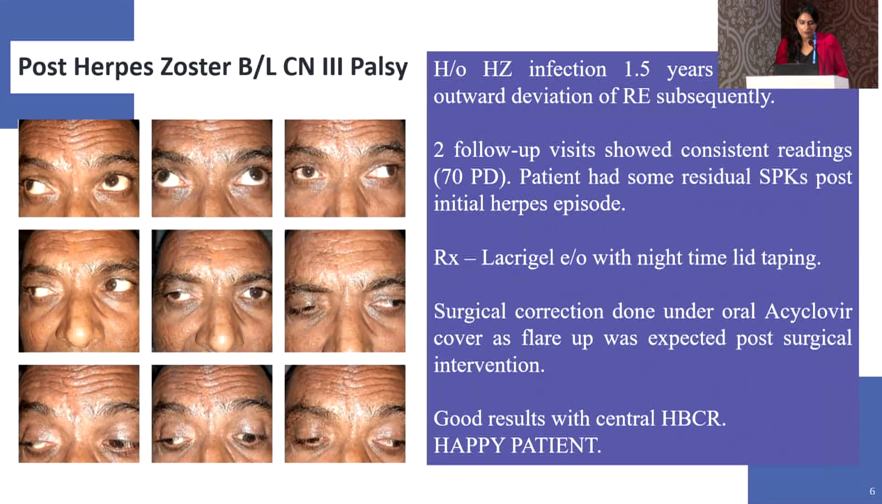This was a case of post-herpetic zoster bilateral third cranial nerve palsy. The patient had a history of herpes zoster 1.5 years back, and developed outward deviation of the right eye subsequently during the resolving phase of herpes zoster. 2 follow-up visits were done for this patient where the exotropia remained consistent at about 70 PD.